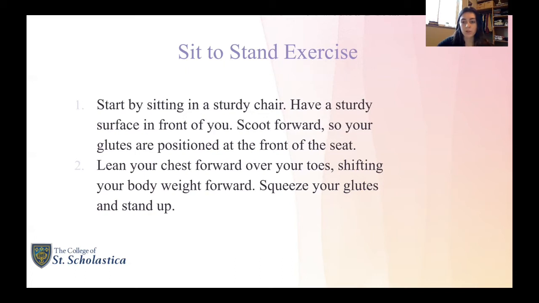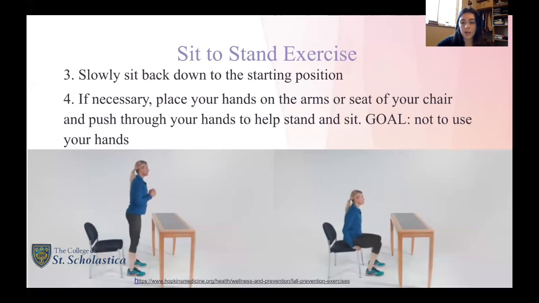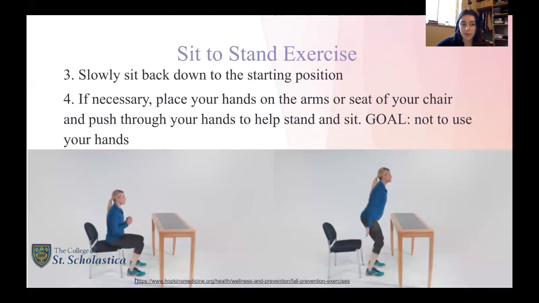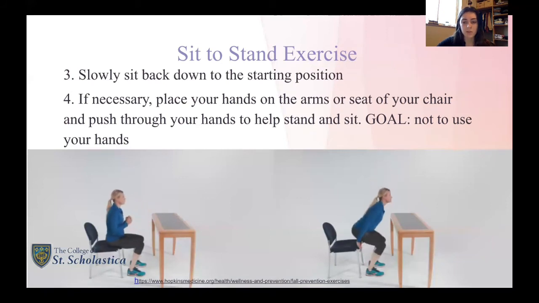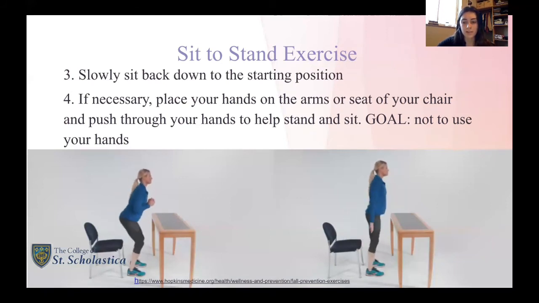Scoot forward so that your glutes are positioned at the front of your seat. Lean your chest forward over your toes, shifting your body weight forward. Squeeze your glutes and slowly rise to a stable standing position. If necessary, place your hands on the arm or seat of the chair and push through your hands to help stand and sit. The goal is to not use your hands at all. Perform 10 repetitions twice a day. For an advanced version, hold hand weights to add resistance. If you have pain in your knees, back, or hips, discontinue and talk to your doctor or physical therapist.